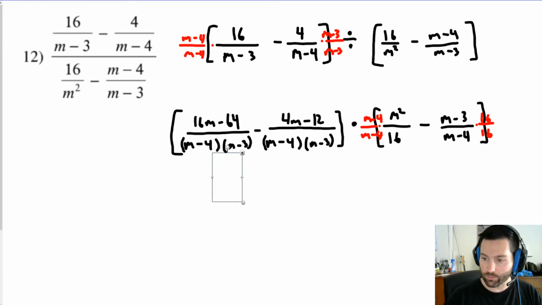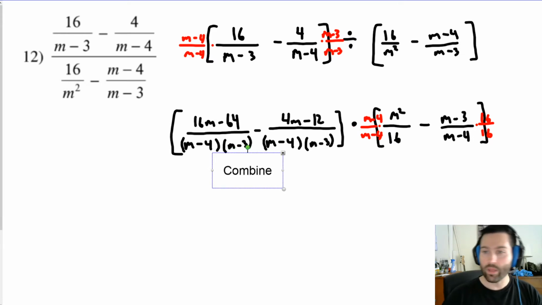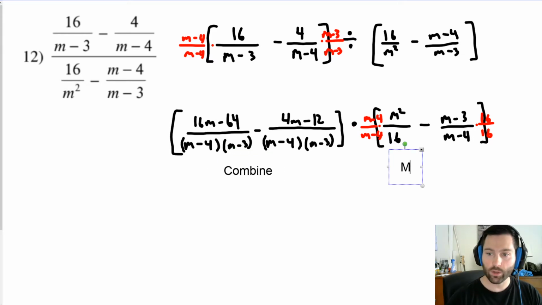That's too big. I want size 18 font, please. I'm going to combine these here. And then for these ones over here, I'm going to multiply out.